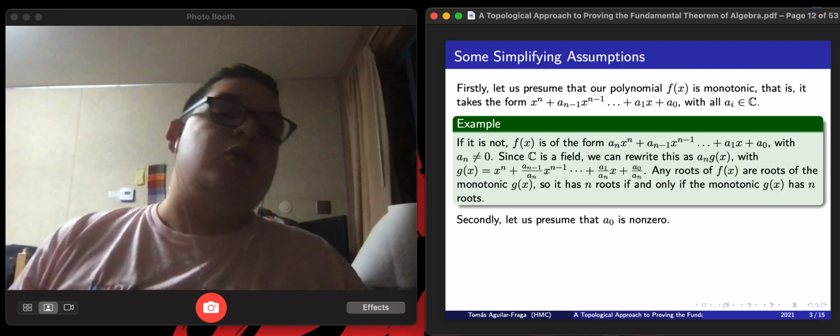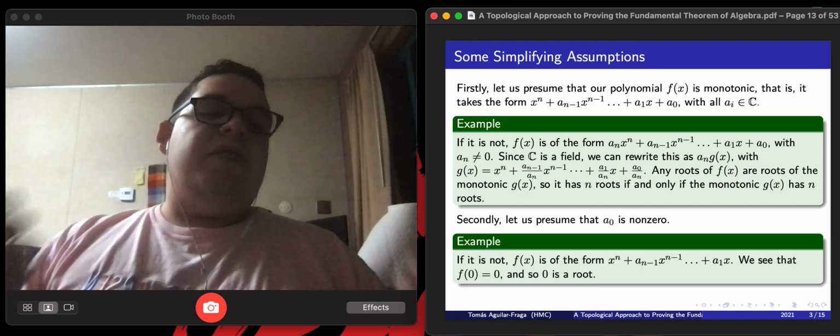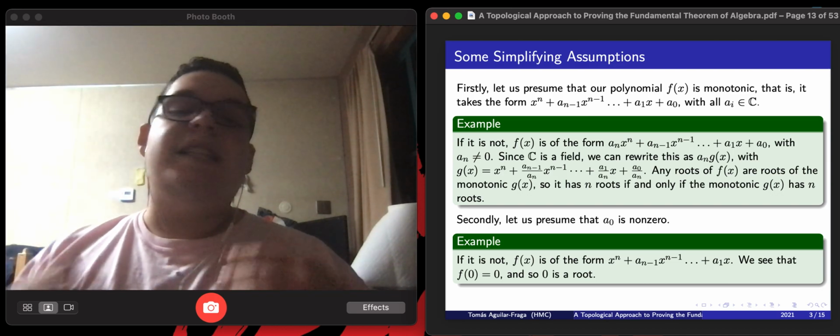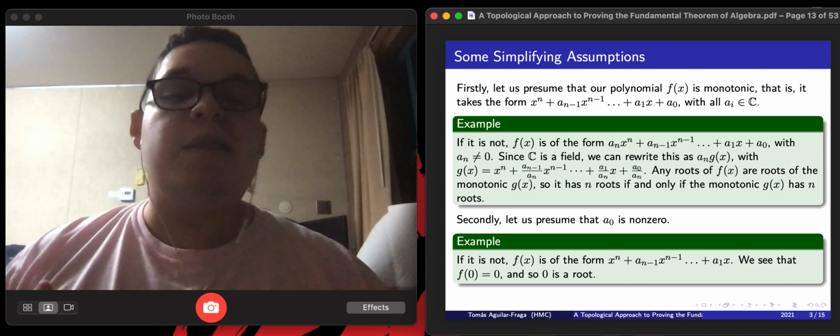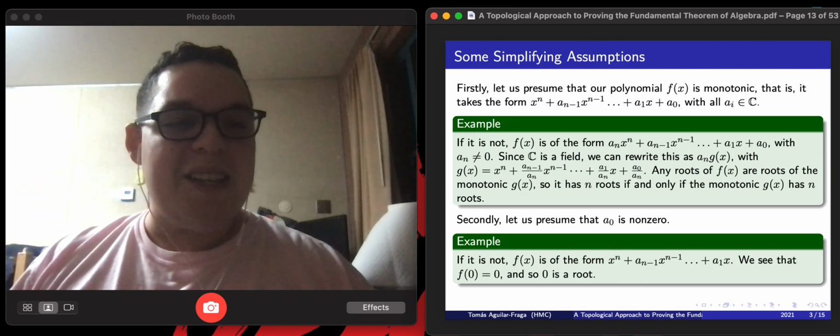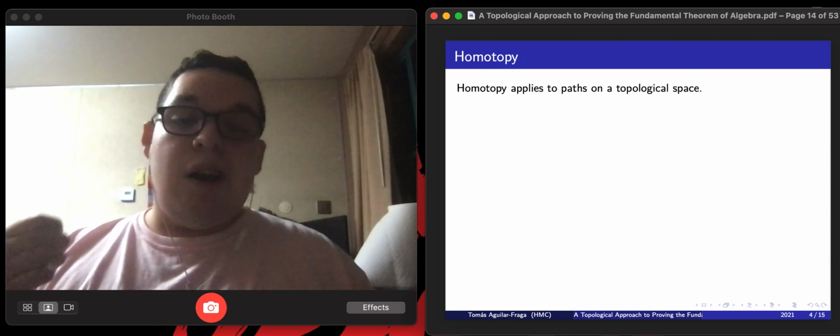Additionally, let's presume that a_0 is non-zero, because if it's not, then we have f of x of this form. We see that 0 is a root by inspection, and from there we can just skip to the last part of our proof, which I'm excited to get to. But first, we got to talk about homotopy.